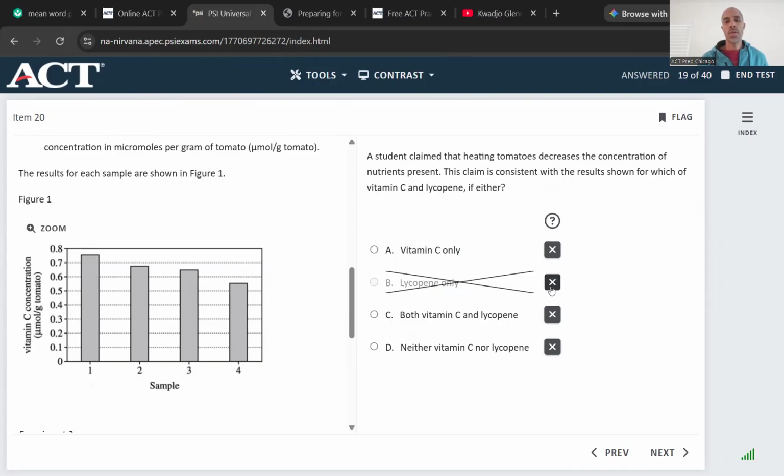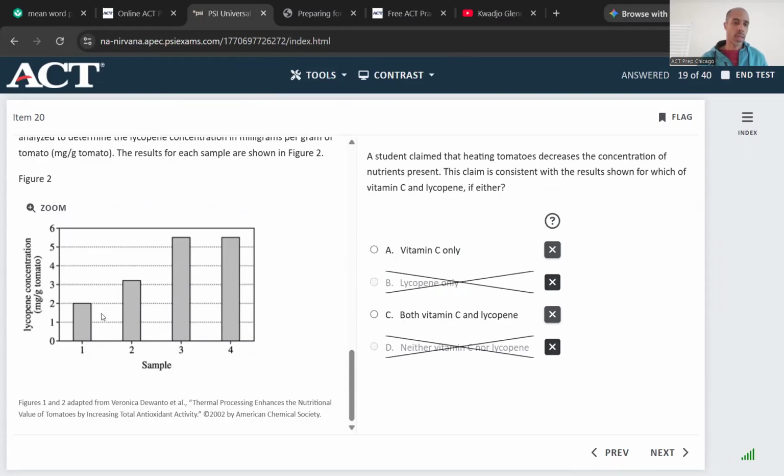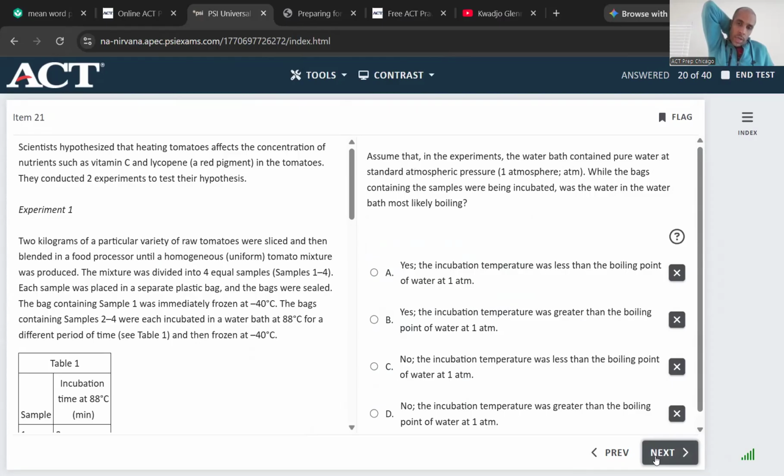So we know it's not lycopene only, and it's not neither. But now we took lycopene. And no, it did not. In fact, the lycopene concentration increased as you added more heat. Because remember, one didn't add heat to it, two did, three and four, and you increased the amount of heat. So as you increase the heat or the incubation time, you did not decrease the lycopene. So it would be vitamin C only. Because as the heat increased, lycopene increased. But you see vitamin C as the heat increased, vitamin C decreased, which was the claim they made.